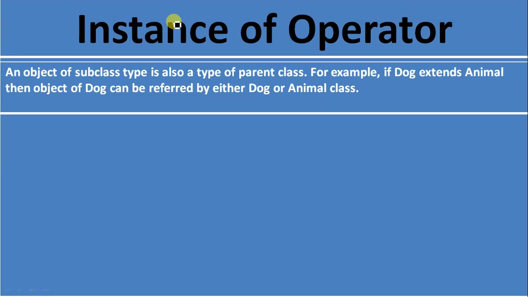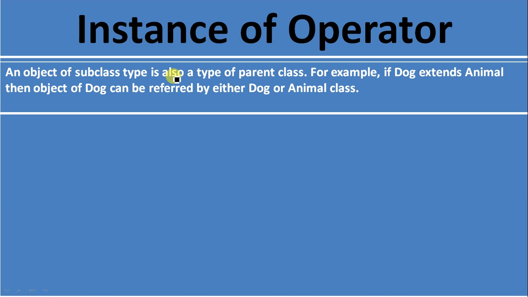The next point is an object of subclass type. An object of subclass type is also a type of the parent class. What is a parent class and child class? I have already taught you, but we learn it in detail in the concept of inheritance. In my previous classes I already taught you what a subclass and parent class are.